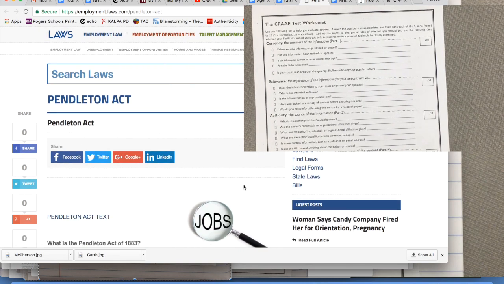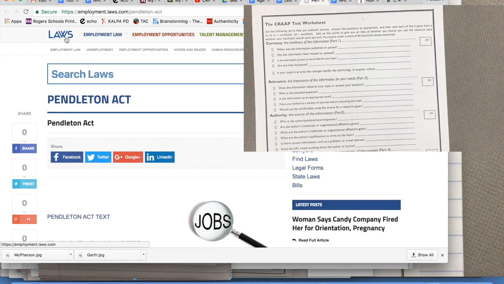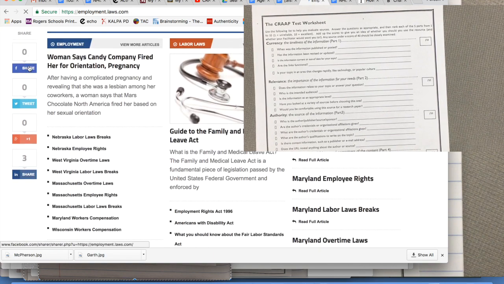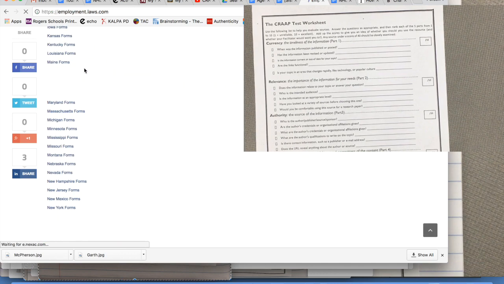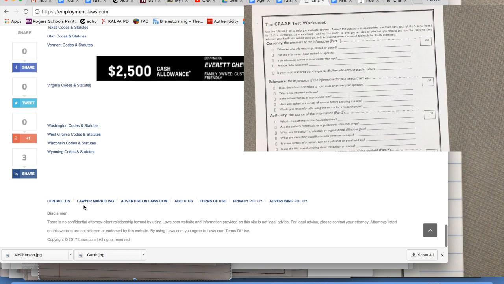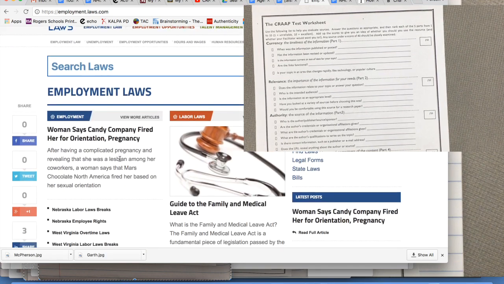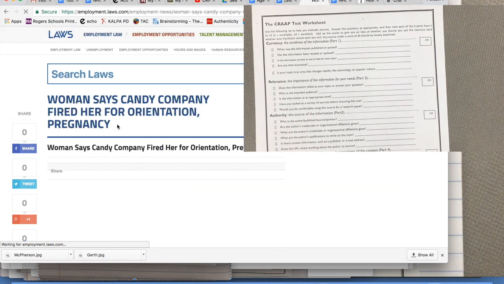But one of the things that you could do is go back to the main page of the website. And let's see what it looks like. Employment laws. Woman says candy company fired her for pregnancy. This has nothing to do with my project. So you know what I'm going to say is this looks very up to date. And remember what I said, this won't be perfect all the time, but let's just use this for an example. When was this published? Because this seems like something that's pretty recent.